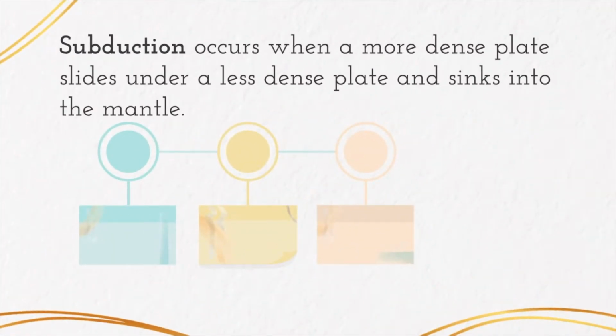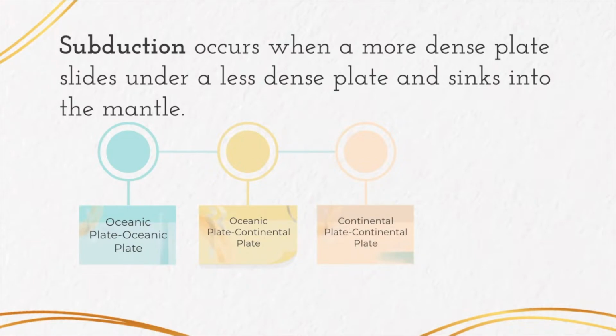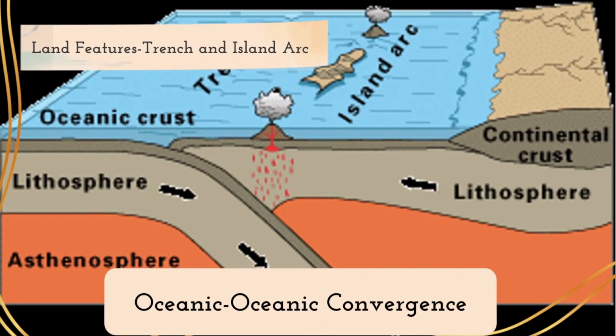Subduction occurs when a more dense plate slides under a less dense plate and sinks into the mantle. We see this occur when an oceanic plate meets an oceanic plate, when an oceanic plate meets a continental plate, and when a continental plate meets a continental plate. Okay, let's look at this more closely. Here we have an oceanic and an oceanic convergence. We see land features like trenches and an island arc.